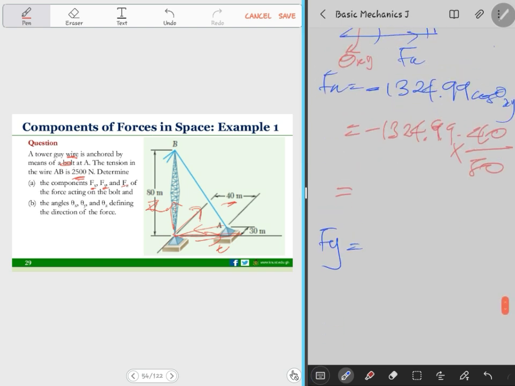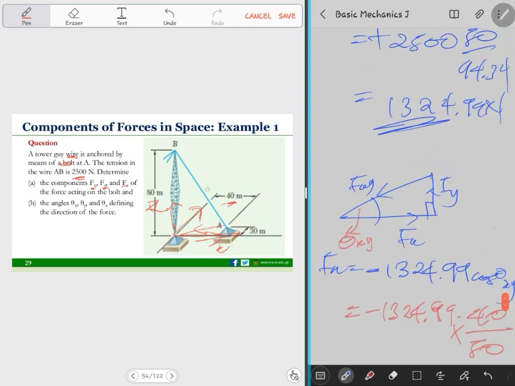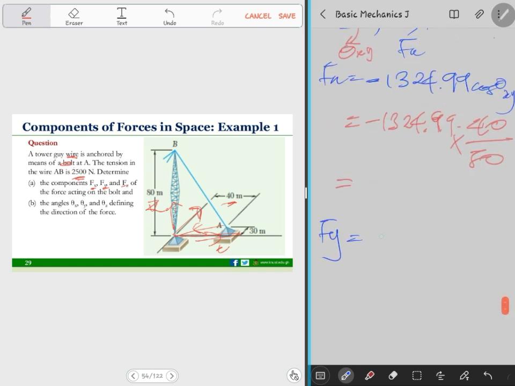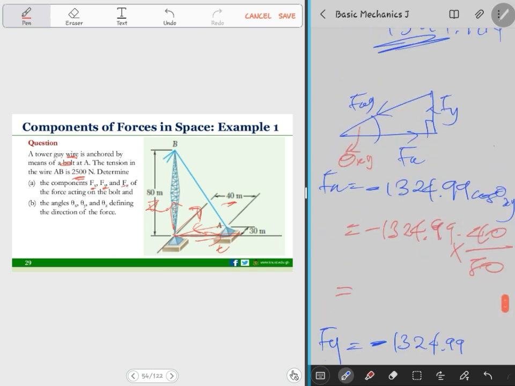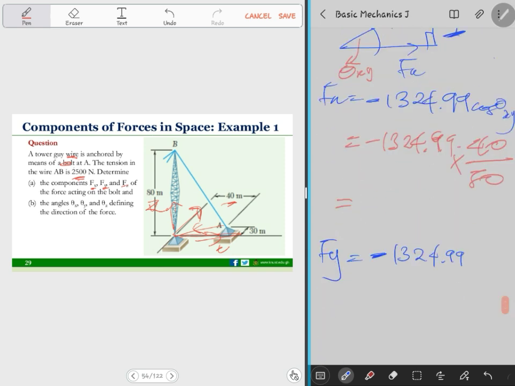Our Fy is in this direction, right? And the force that we are having, let's go back to the diagram, the original force is in this direction. But here's the case, we resolved. So our interest right now as a resultant is this one. This one is in this direction, this one is in this direction, so somehow it will be opposite when we resolve. So our Fy is negative. And then we have the full force, which is 1324.99.